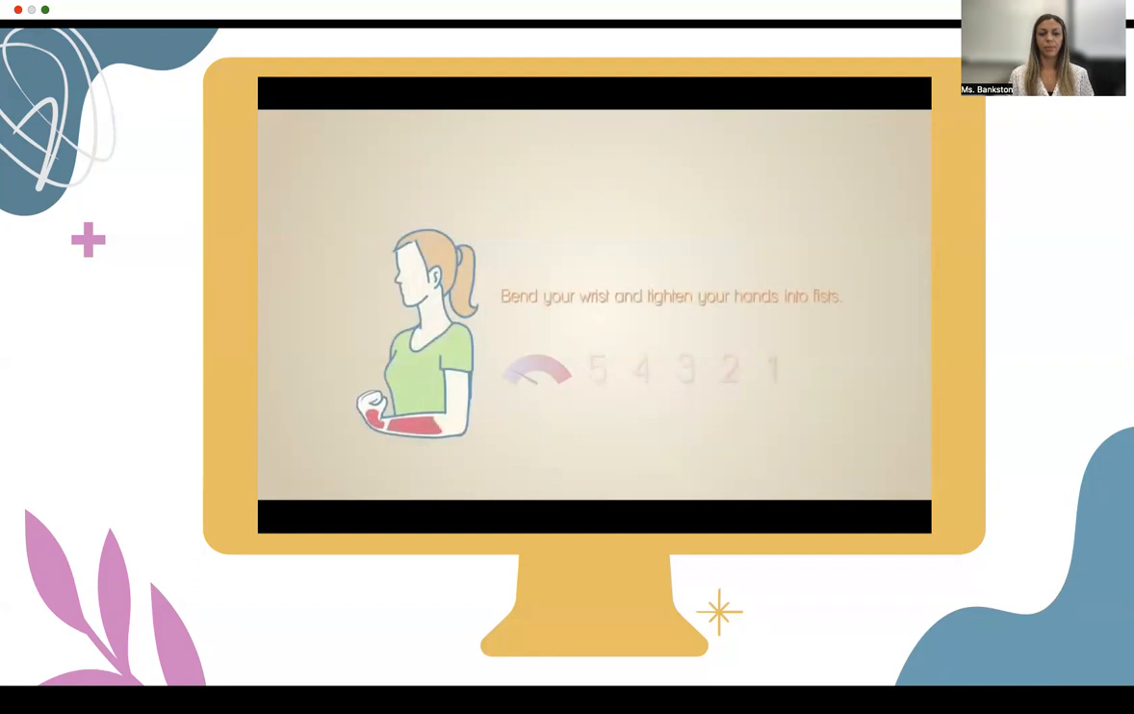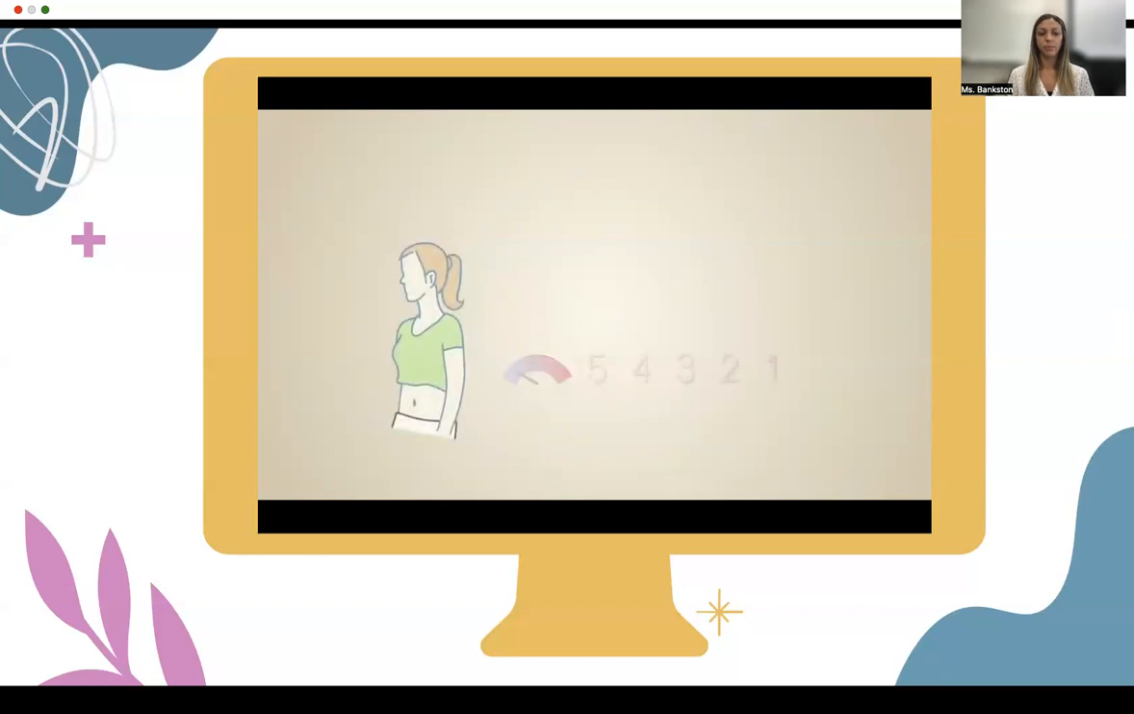Bend your wrist and tighten your hands into your fist. Flex your biceps. Hold that tension for 5, 4, 3, 2, 1. Quickly release and relax. Now for your belly.